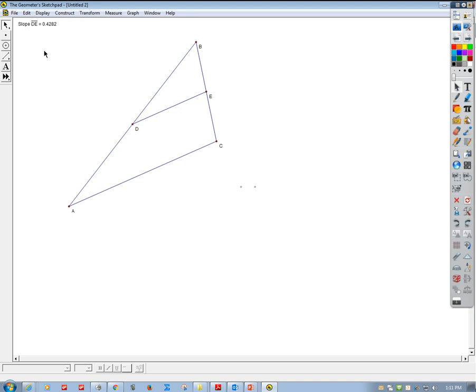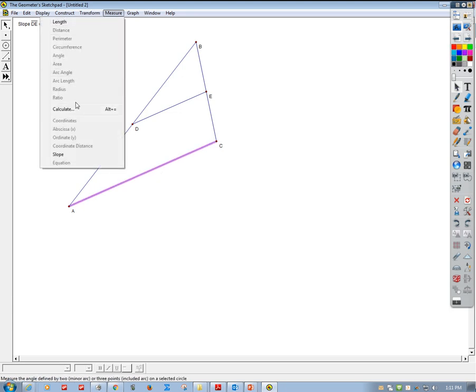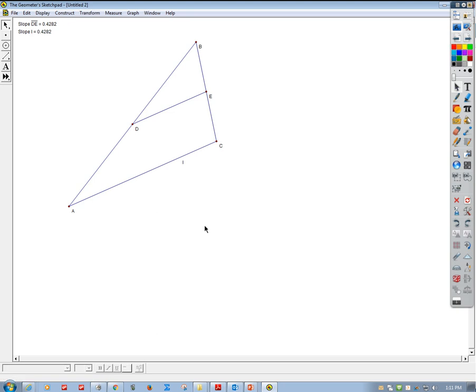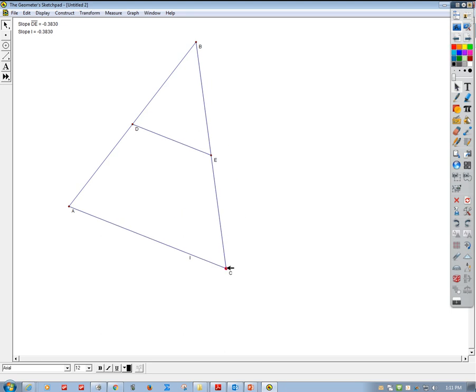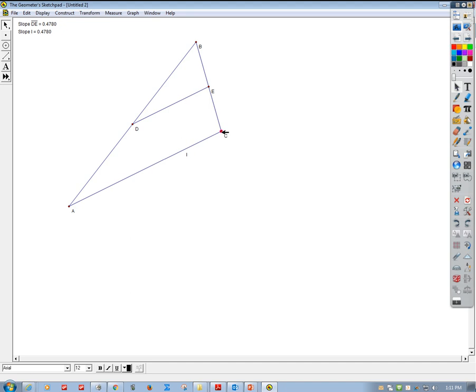Okay, so the slope, that's pretty small, but the slope of segment DE is 0.4282. What do you know? The slope of, they labeled this as line L for some reason, but it's got a label there. But it means that bottom side of the triangle, they're equal. And what's more, if I tweak the triangle, they stay equal, right? So that must be a general relationship then, right?